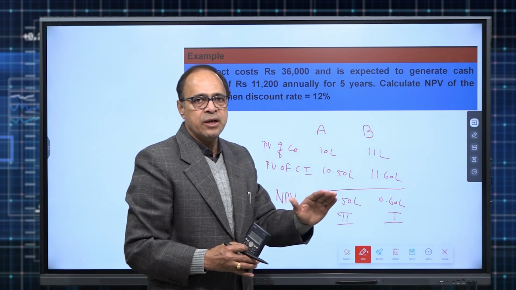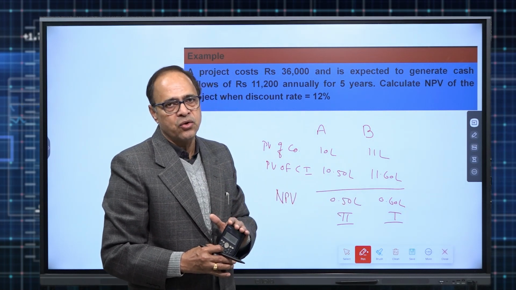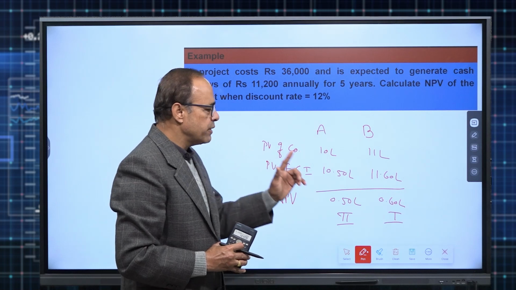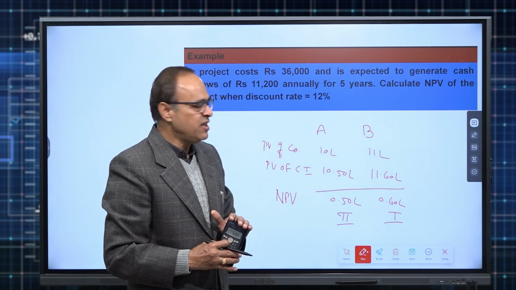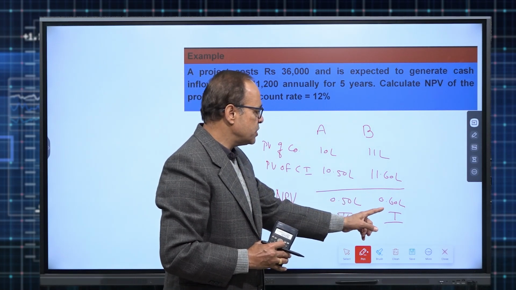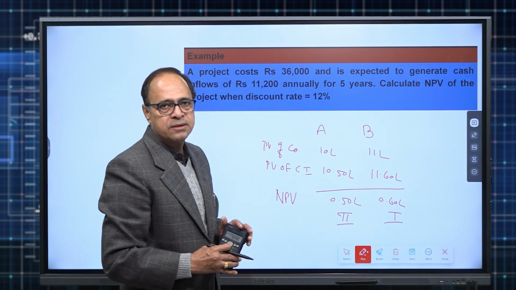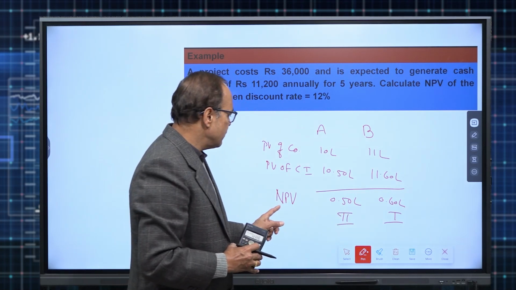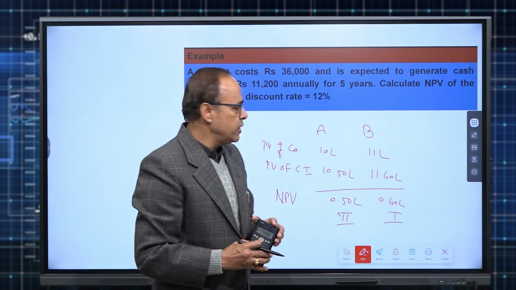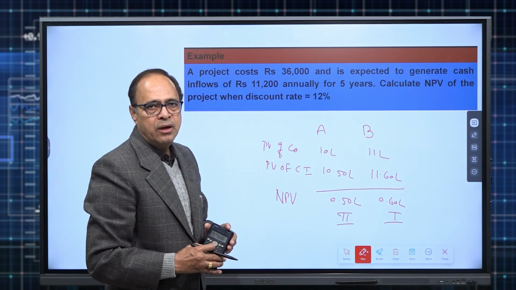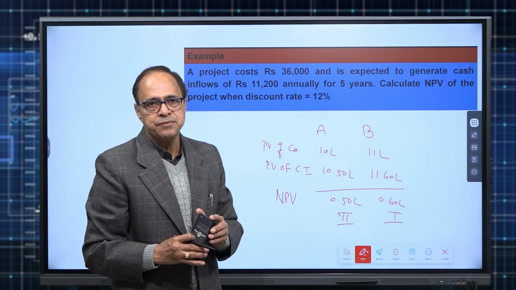Projects with negative NPV are straightaway rejected or outrightly rejected. So when we have to give a ranking as per NPV method, the project with the highest positive NPV will be given first rank, then the second highest and then the third highest. So in this case, we have considered absolute value of NPV. Now come to the point.